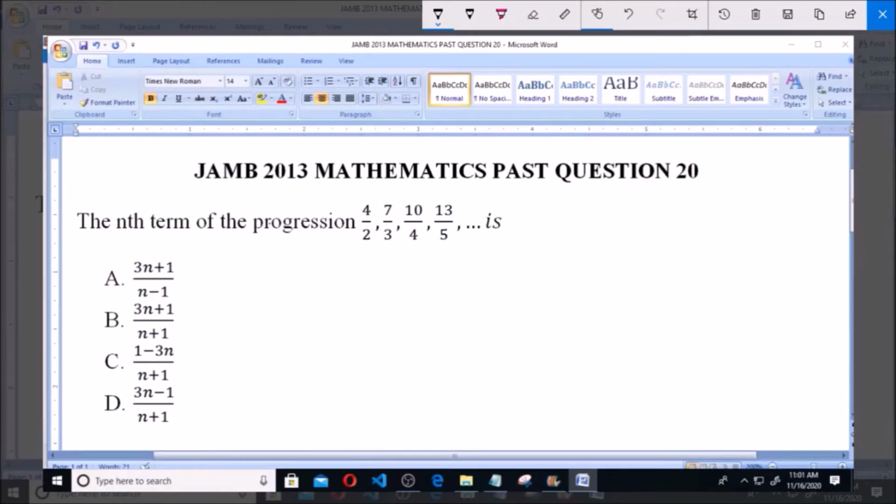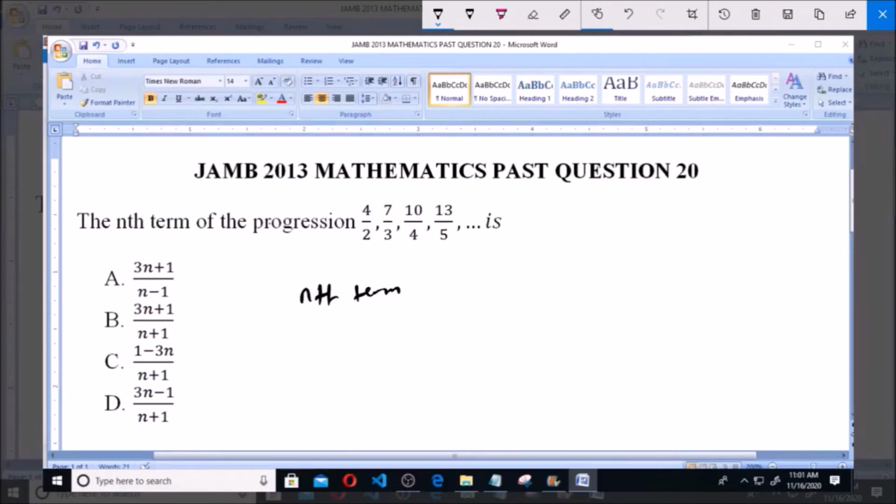Between this and this, and also between this and this, and between this and this. Now let's look at it. Now looking at this statement, you see that the nth term will be... now if you look at 4 to 7, it gives us what? The difference between 4 and 7 is 3. Now also if you look at it, the difference between 2 and 3, which is the denominator, is 1.